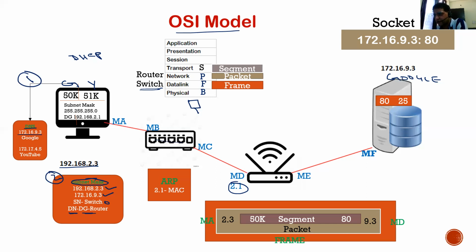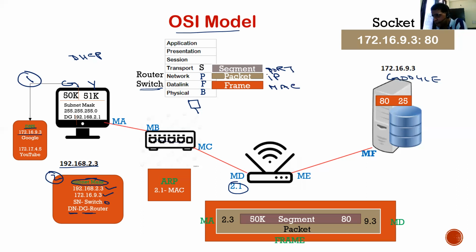So I'm concerned with physical, data, network, and transport. At the transport layer, this is what I call a segment, because this segment will have the port address. Then at the network layer, it's a packet which has the IP address. At the data layer, it's a frame which has the MAC address. These three addresses are very important, because that is where spoofing can happen. There can be port spoofing, IP spoofing, and MAC spoofing.